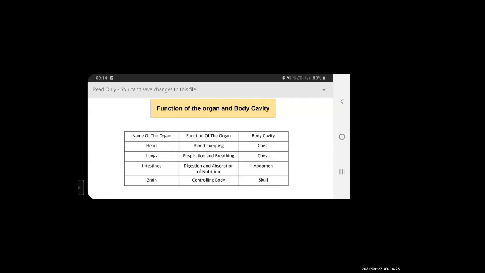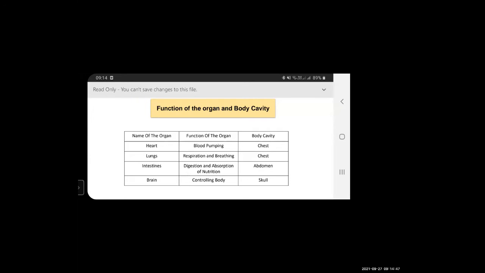Below the heart, we have lungs. The function of the lungs is respiration and the breathing system. The part of the body with which we are inhaling and exhaling is called the lungs. It is in the chest body cavity.